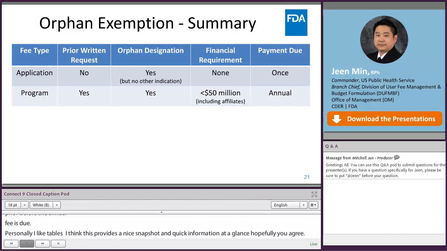When it comes to the program fees, you do need to have a written request prior. It applies, and you need an orphan designation. There is a financial requirement of less than $50 million gross worldwide revenue, and this is annual. This payment is due annually, so that means you will get an invoice annually. If you are granted an orphan exemption for the annual program fee for 1 year, that does not automatically mean you'll be granted it for the next year. You must submit your request again every year.